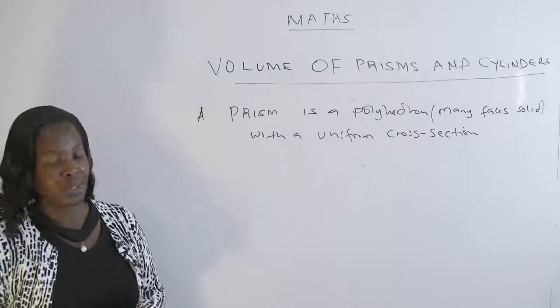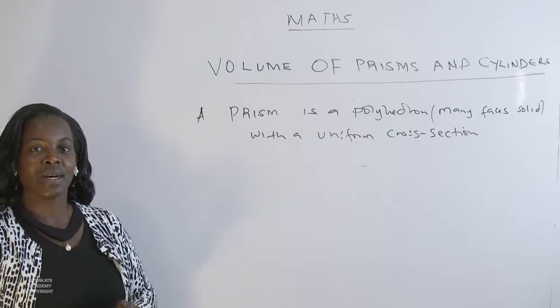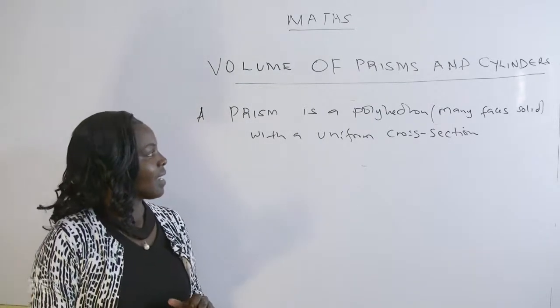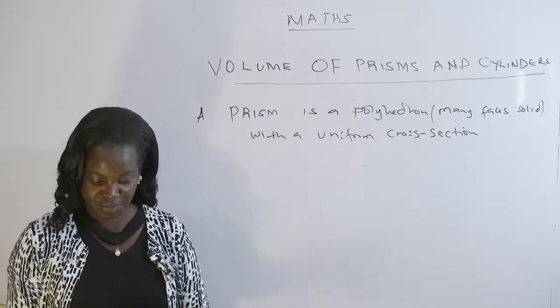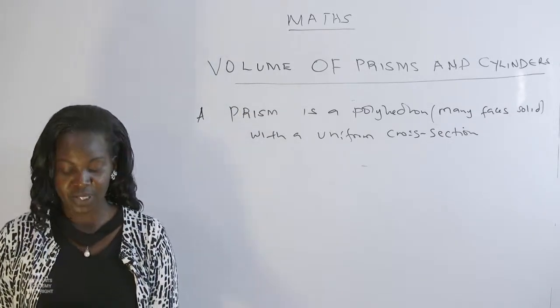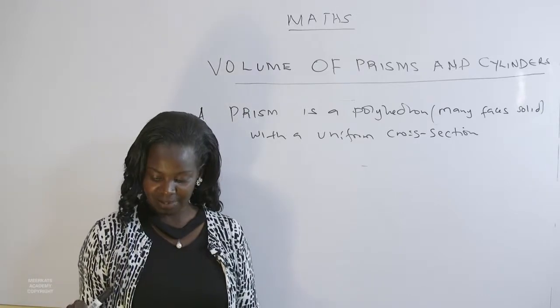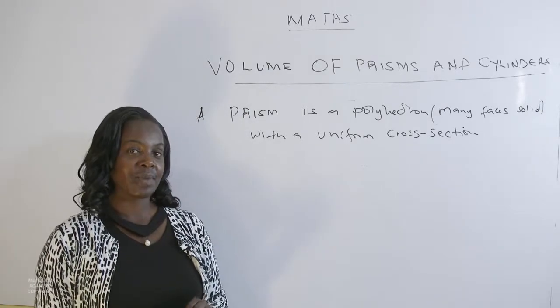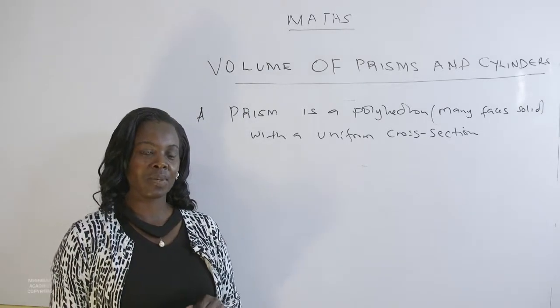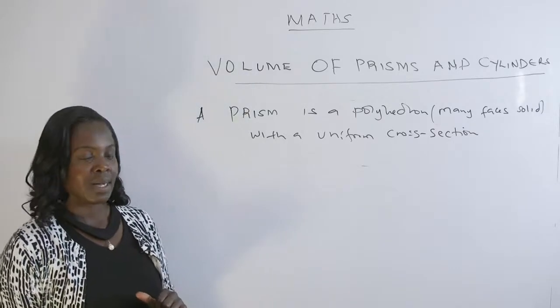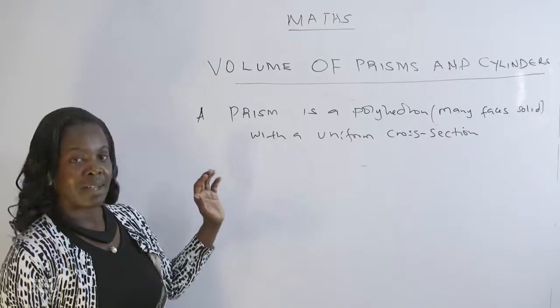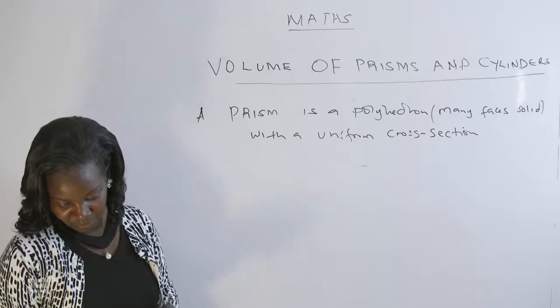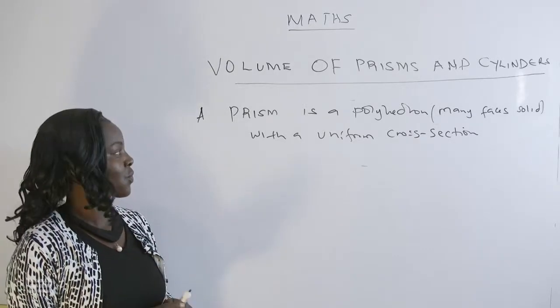A prism is a polyhedron. That means a solid with many faces that has a uniform cross-section. And what is a cross-section? We said last time that a cross-section is the shape that we get when we cut straight through an object.